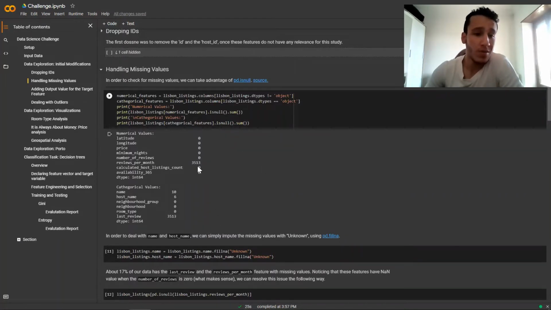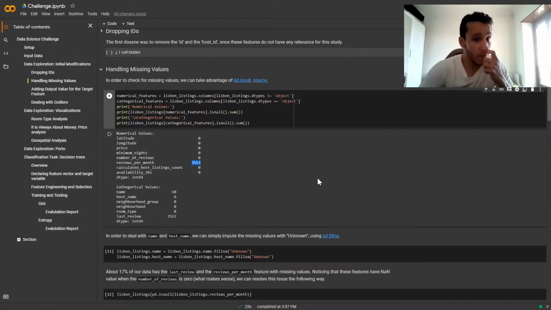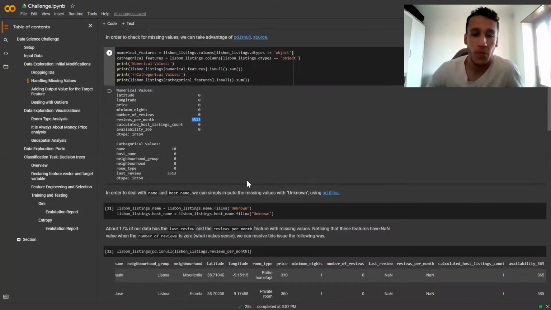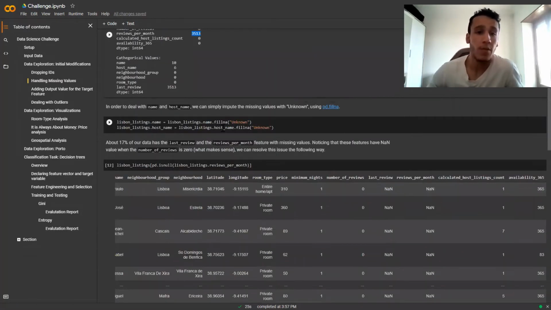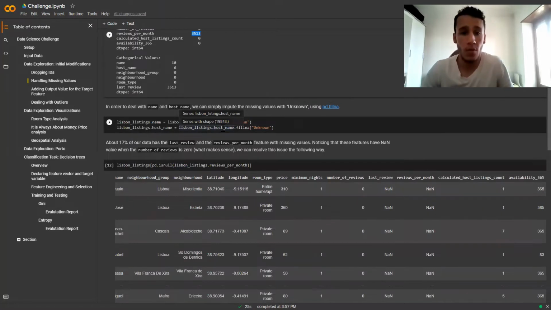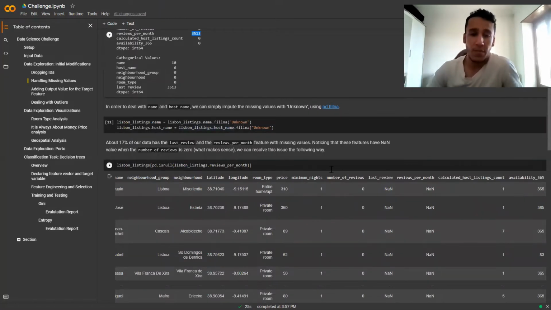We note that we have one numerical feature with 3.5K missing values. And here in the last review, the same number, so we're going to take a look into that, and some missing values in the names. What we can do here, since it's about 17% of our data missing, we are going to try to impute it. So what we're going to do is, for the categorical values of the names, we can just impute a none. So it's no problem because we really don't know them.